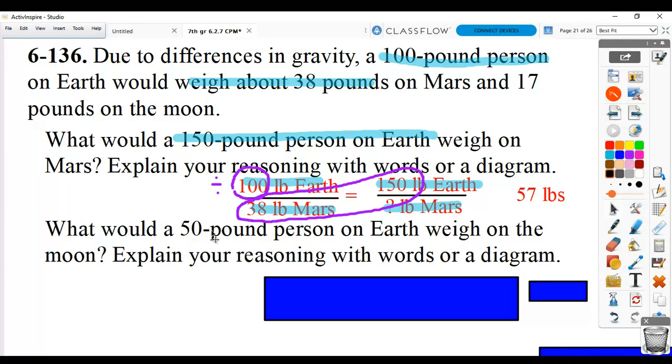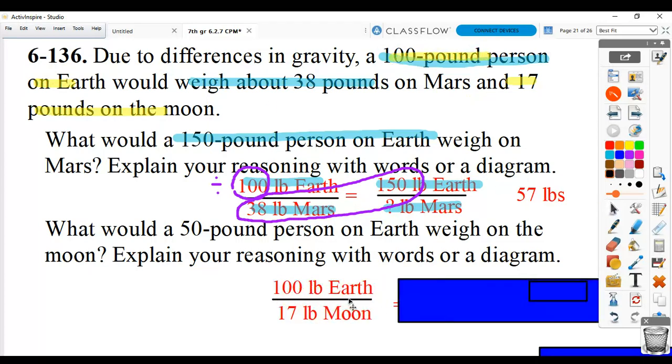Then it says, how much would a 50-pound person on Earth weigh on the moon? So now we are going to address what they weigh on the moon. So I'll make that a different color here. And that is, again, a 100-pound person on Earth would weigh 17 pounds on the moon. So that's our starting ratio. We want to know what a 50-pound person on Earth would weigh on the moon.